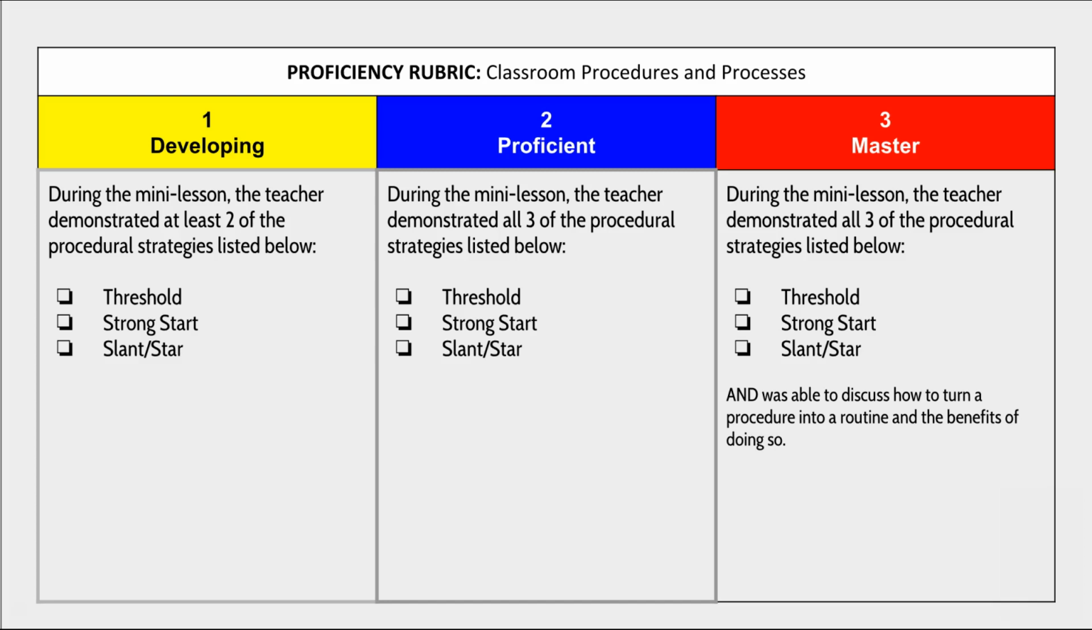Now that we've learned about the three techniques, let's take another look at our proficiency rubric, which tells us what we need to do in order to reach the proficient or master level of demonstration. In order to be considered proficient, you must demonstrate all three procedural strategies discussed in this module. And to master the module, you must demonstrate the three procedural strategies and be able to discuss how to turn a procedure into a routine and note the benefits of doing so.